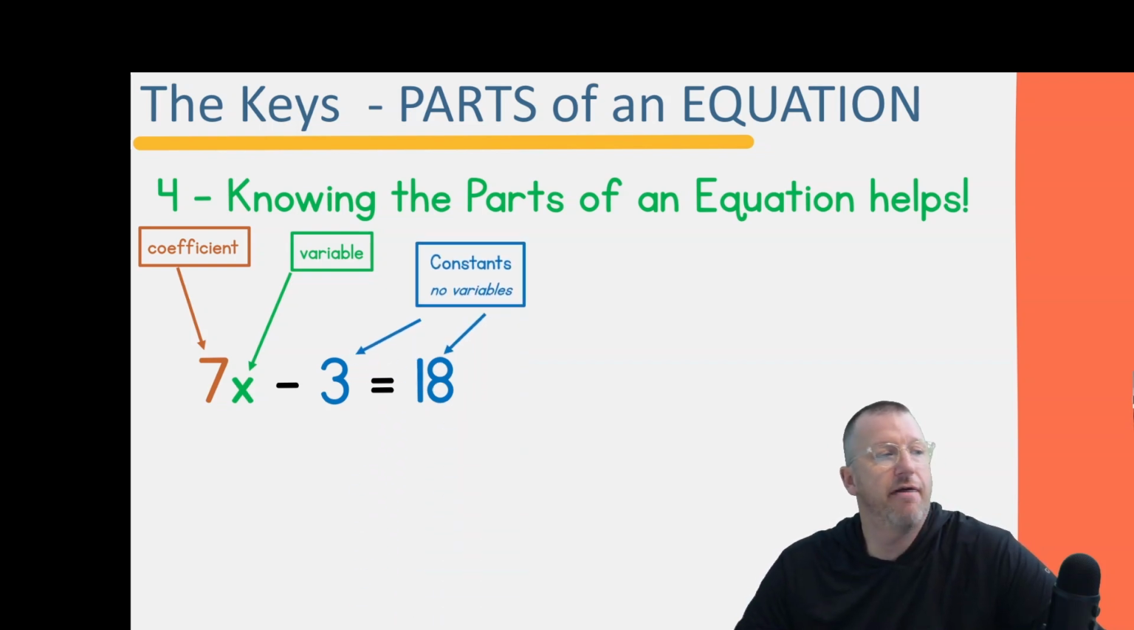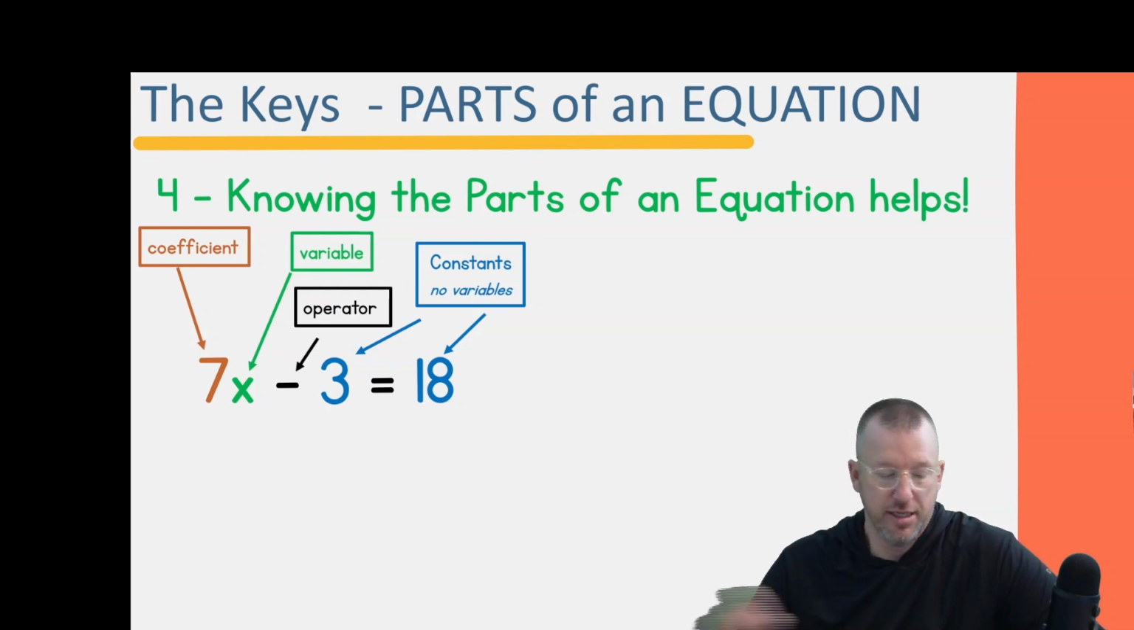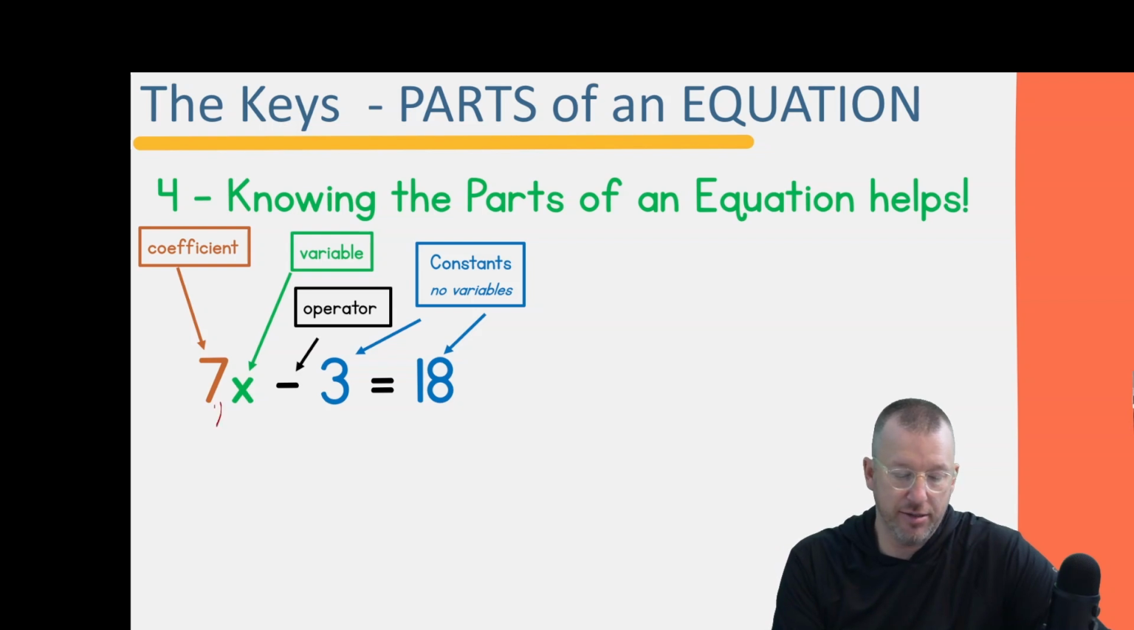Next, we're going to have the constants, which are the numbers that don't have variables, the negative 3 or 3 and the 18. Next up, the operator. What are we doing in this problem? If that shows up, it's a minus sign in this case. There's another operator in here that is invisible. When you put a coefficient next to a variable, you get multiplication. Okay, so that's another situation there.